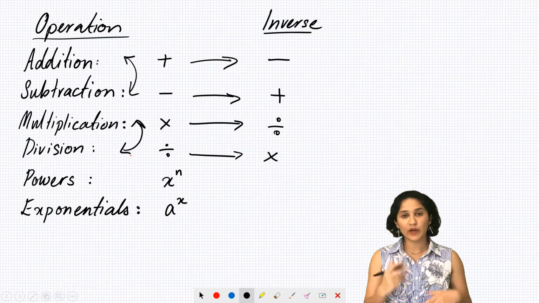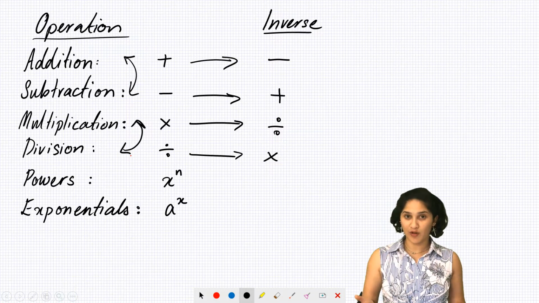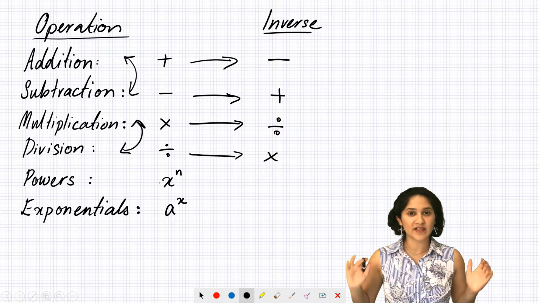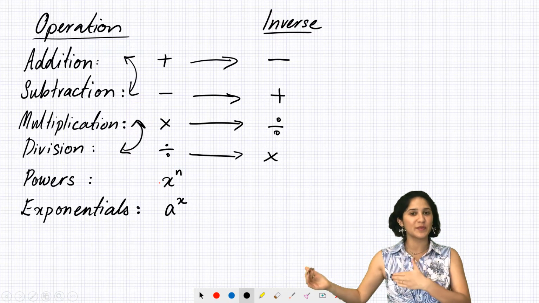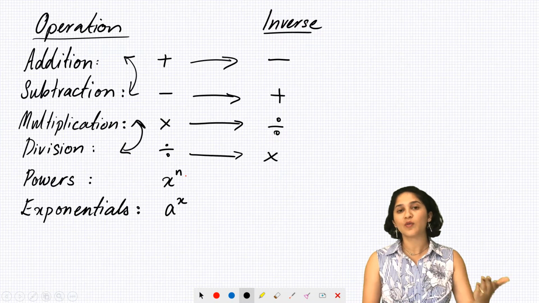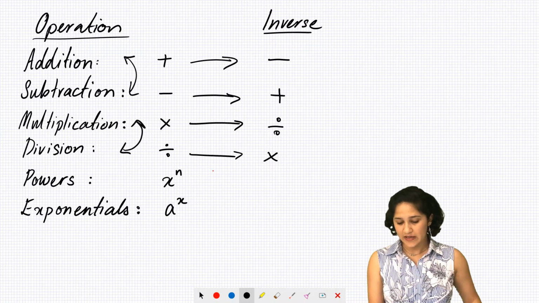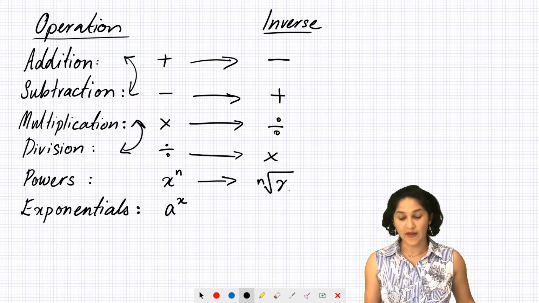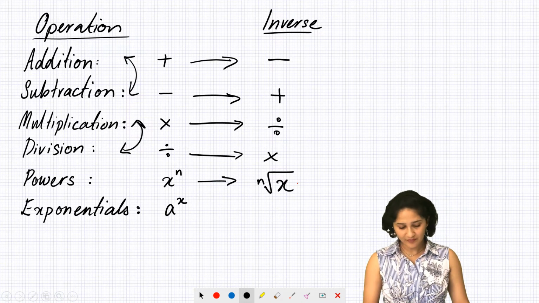Okay, now we've recently learned two new operations, that is raising something to a power, so that's a shorthand for a lot of repeated multiplication. And so to undo a power, we know that we have to take the same root. So to undo that, we go the nth root of x, okay?